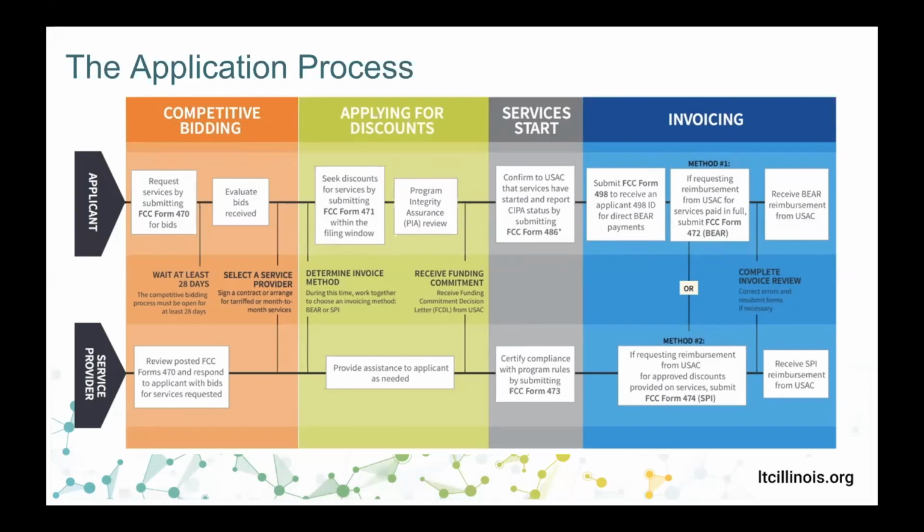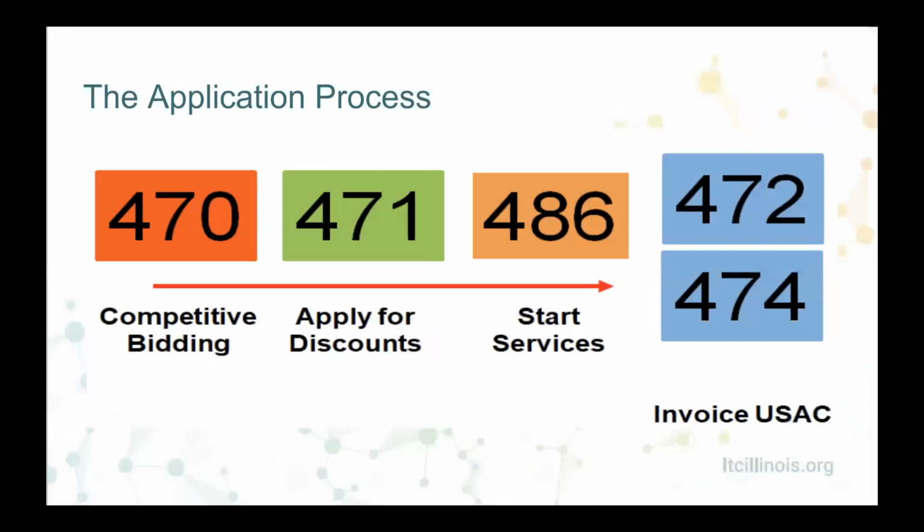This graphic gets a little overwhelming for people, so I simplify it in this way and can tell you the 470 is done in November, December. The 471 we typically file in January through March. And the 486 is usually when we start services or get our applications funded. It has a target date of July 1st.